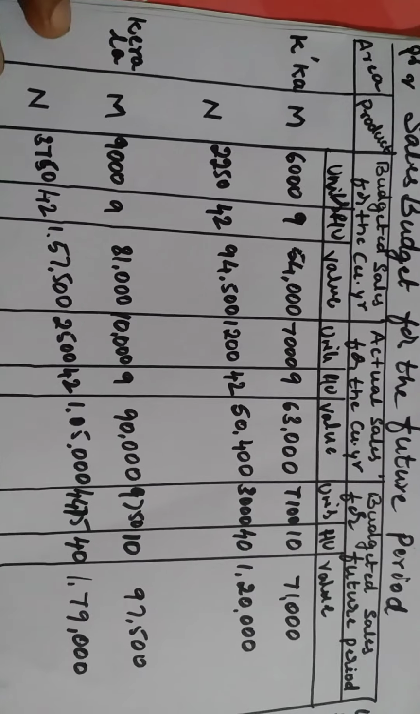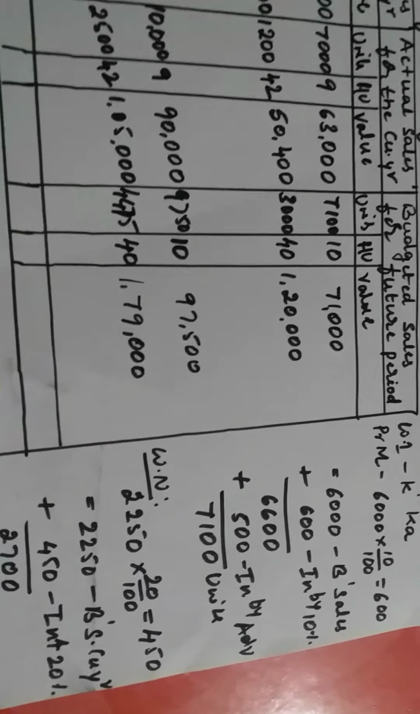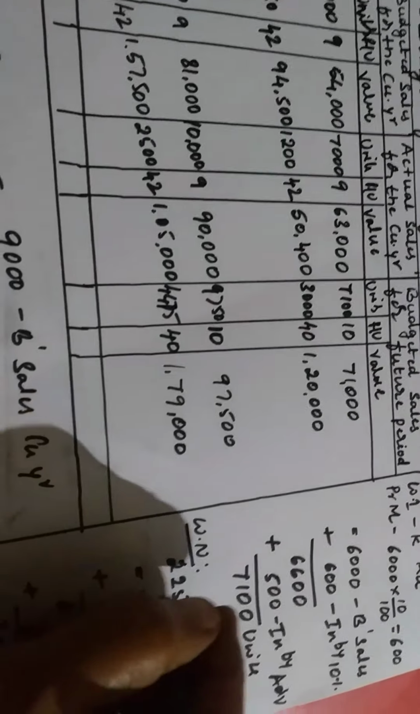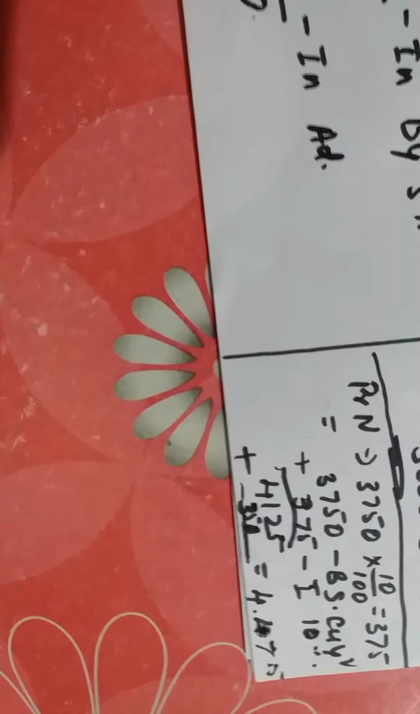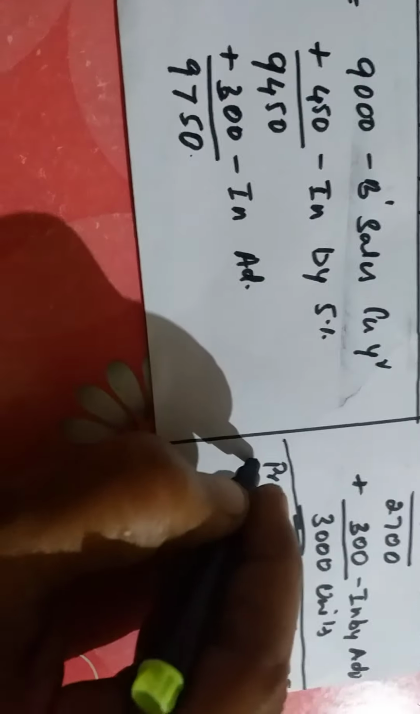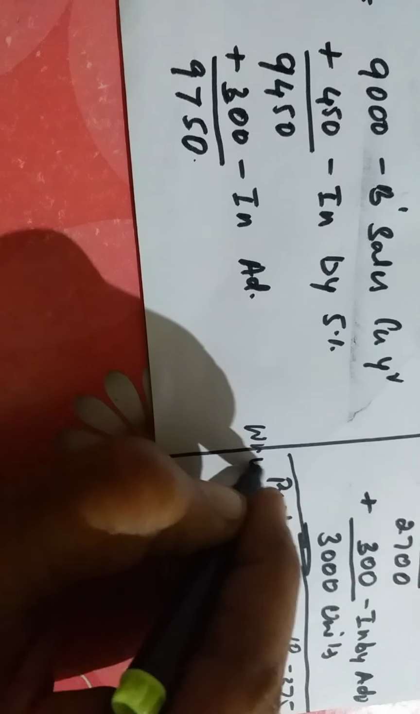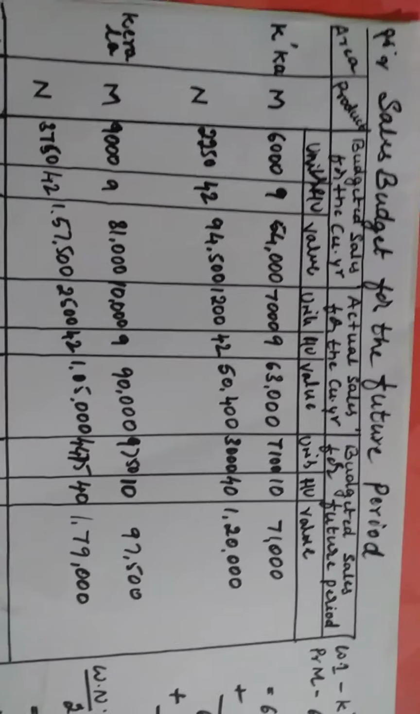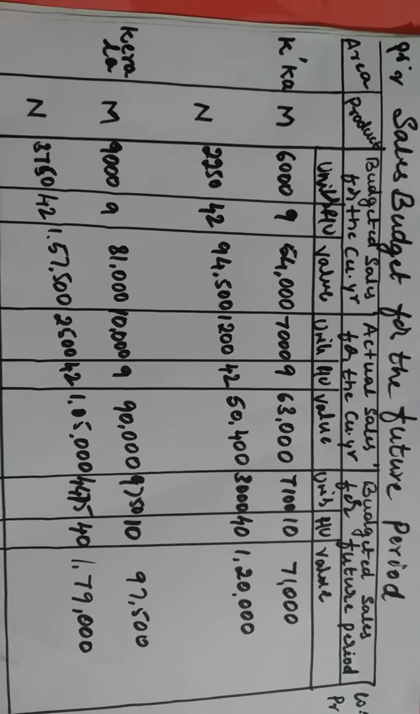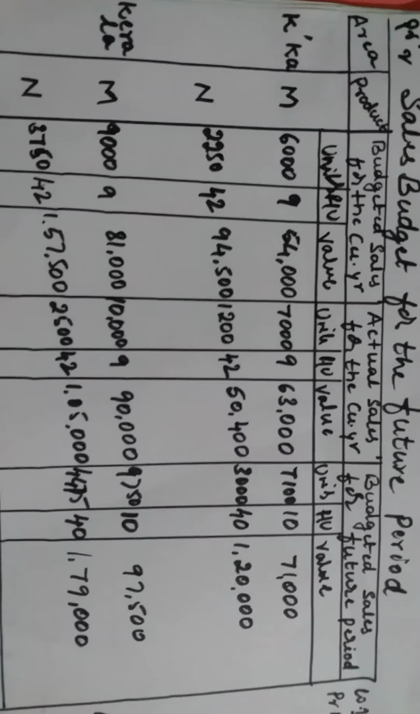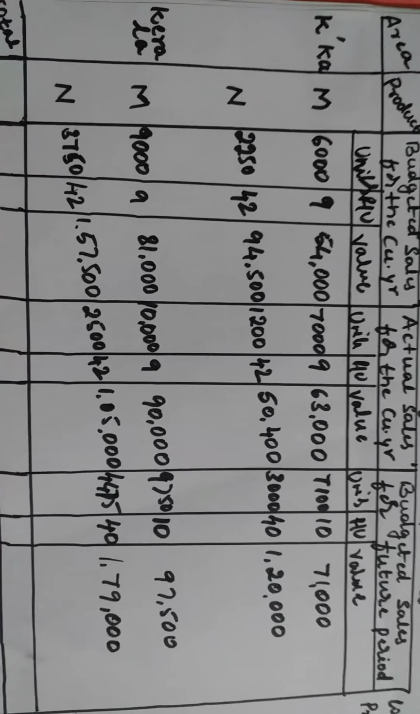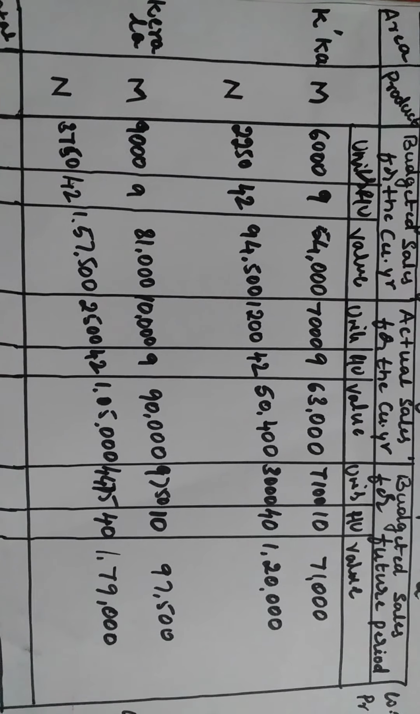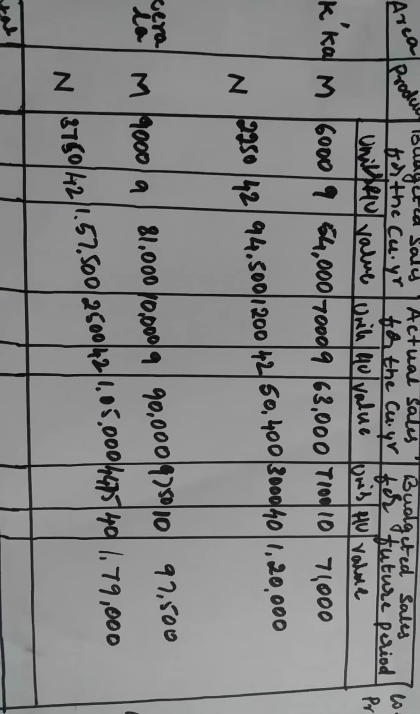So this is the budgeted sales for the future period. I hope you have taken working note 1, working note number 2, working note number 3, and working note number 4 of product N. So keeping this solution in your mind, you can go ahead here. The budgeted sales for the future period are 7,100 units and 3,000 units of product N in Karnataka, and in Kerala 9,750 units, and for product N 4,475 units.